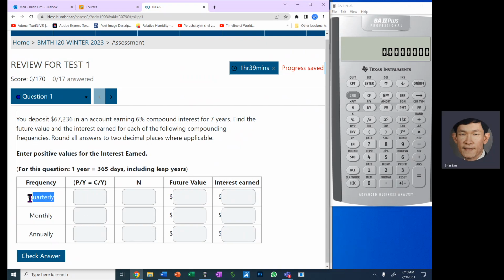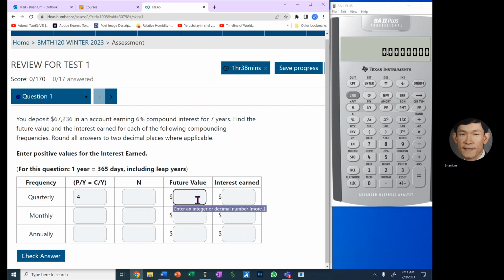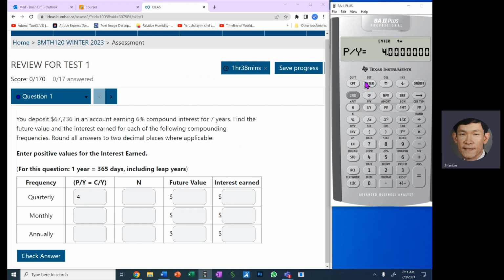Okay, so for quarterly, we know that PY and CY would be 4. They're equal and it would be 4. We skip over N, we use the calculator to do that. And we need to get the future value and the interest earned. All right, so let's go in here. We know how to get to PY and CY. We go second, IY, and the number is 4. It's already there, but we can enter 4 and enter. Yes, the PY and CY are both the same. All right, we can quit that way.